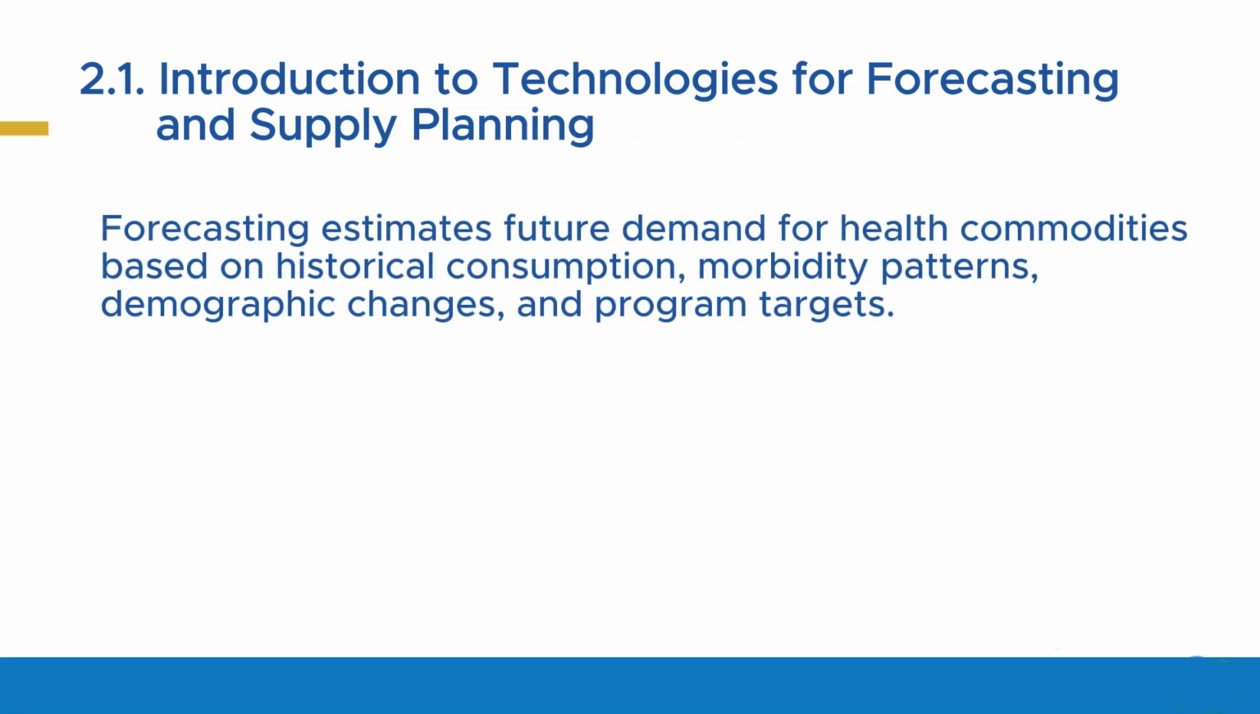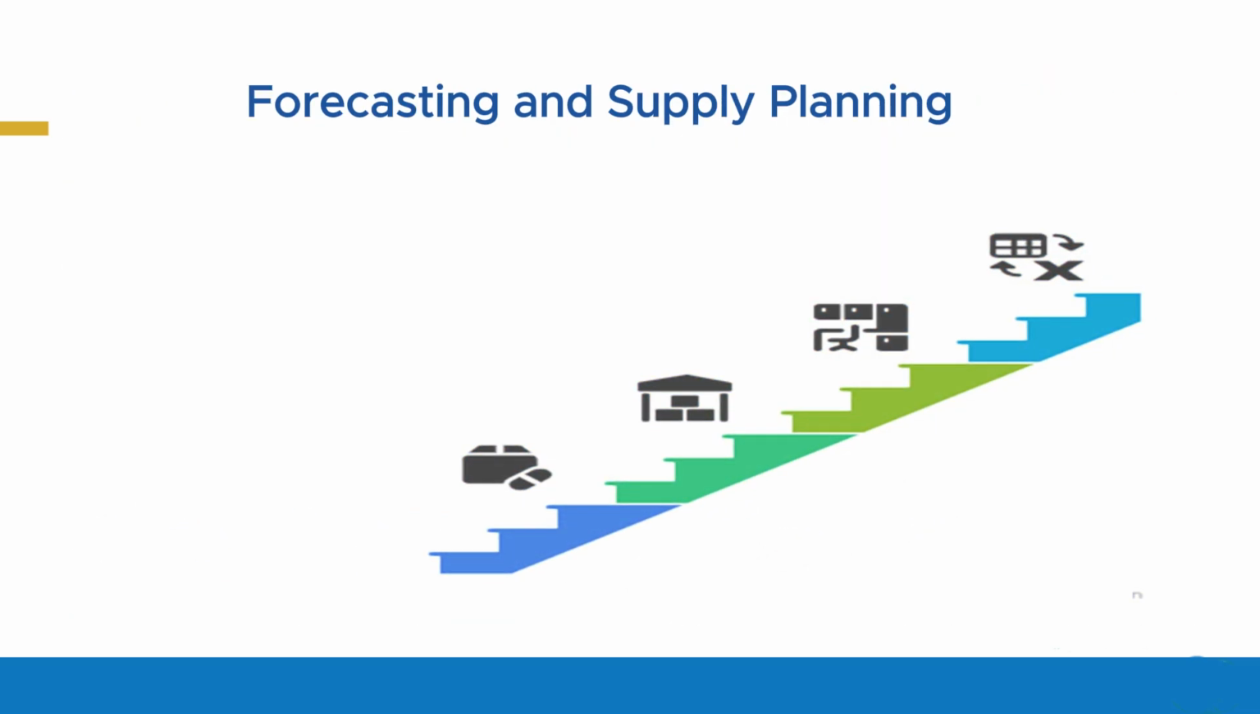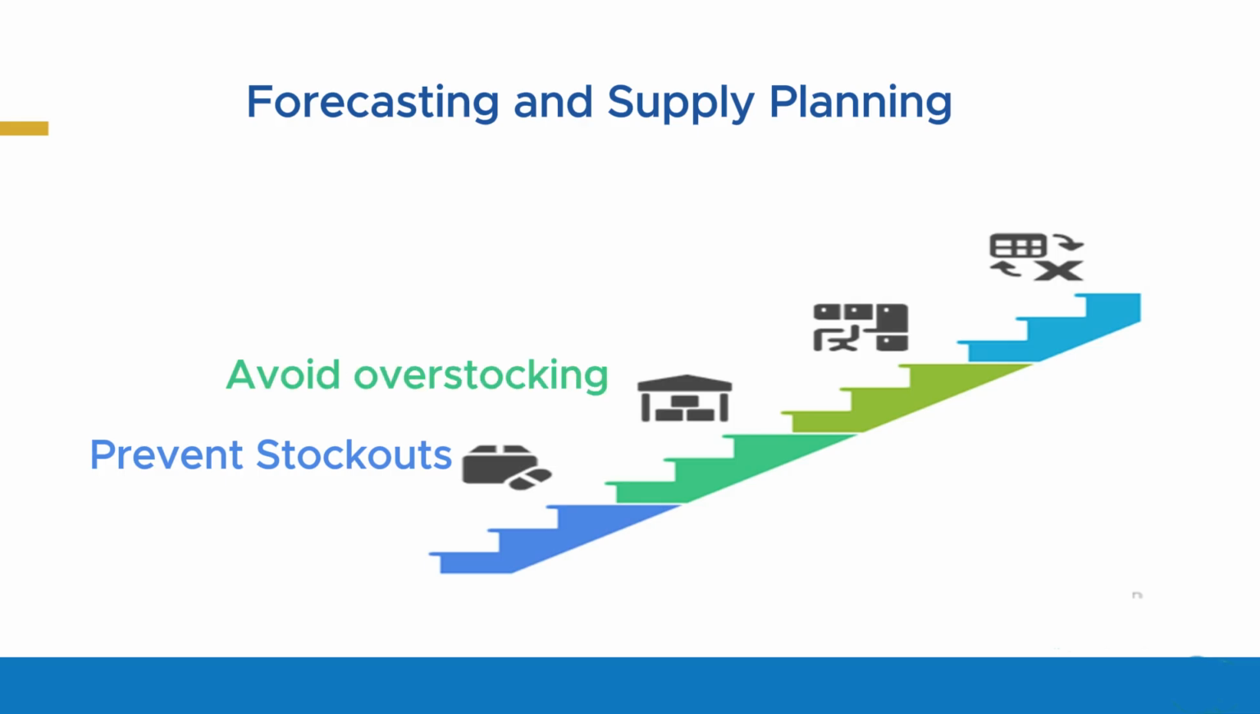Forecasting is the process of estimating future demand for health commodities based on historical consumption, morbidity patterns, demographic changes, and program targets. Supply planning, on the other hand, ensures that procurement, distribution, and inventory management align with these forecasts to maintain optimal stock levels. Effective forecasting and supply planning helps to prevent stockouts of life-saving commodities, for example, antiretrovirals and anti-malaria medicines. Avoid overstocking and wastage of short shelf life items, for example, vaccines.